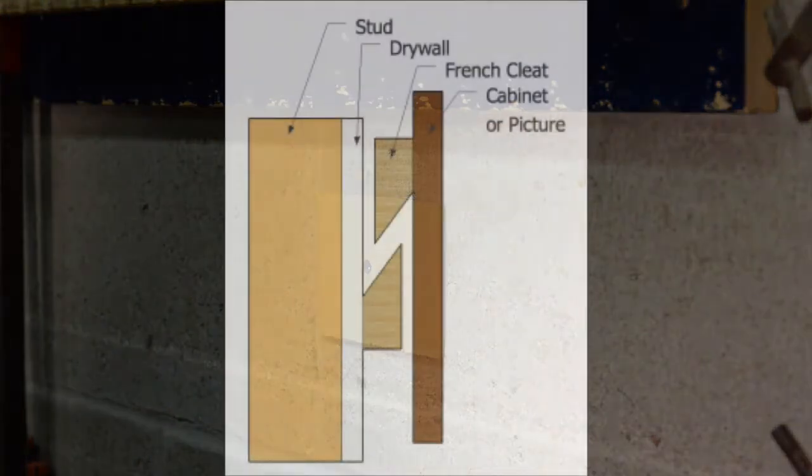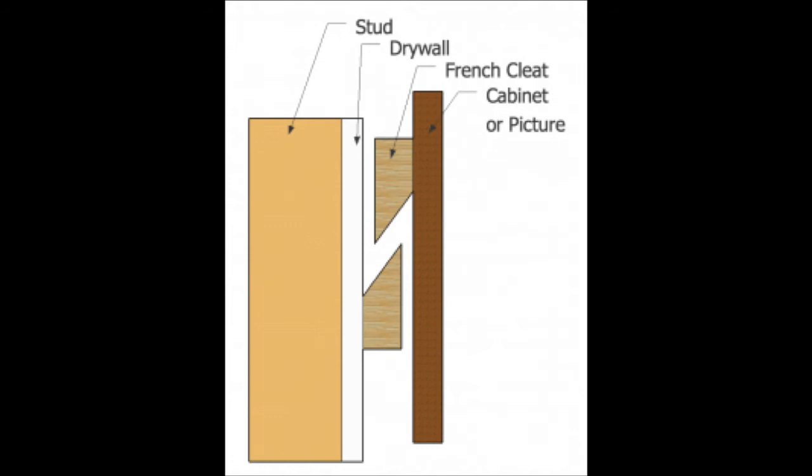And finally, let's take a look at a couple of other simple ways of fastening objects to the wall. This is called a French cleat system. You can see that there are two pieces that have been cut on a 45-degree angle. One's attached to the back of a cabinet or picture. The other's attached to the wall.